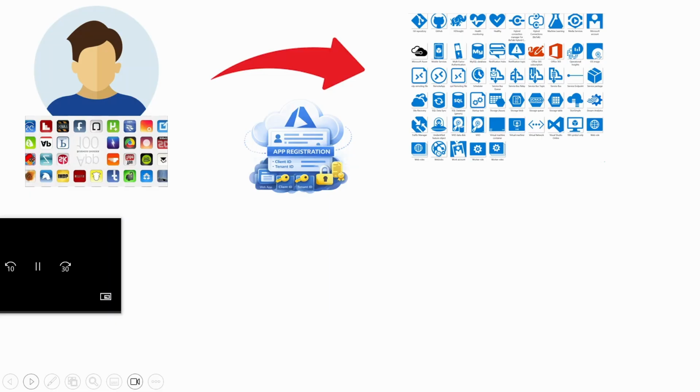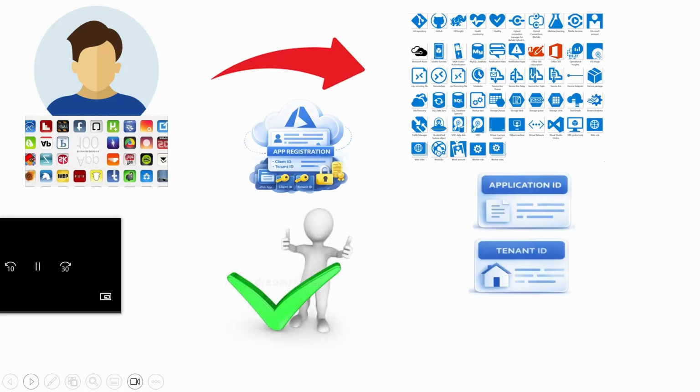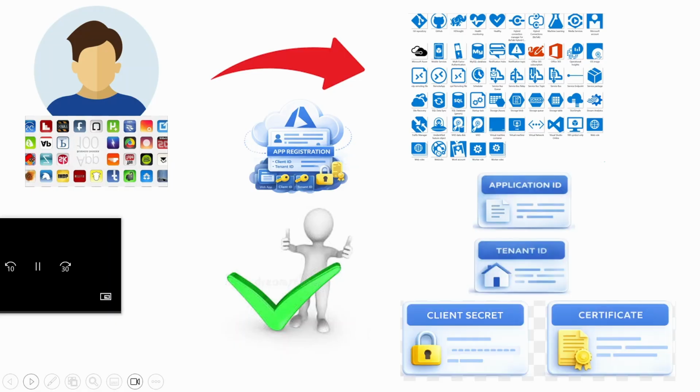App registration is like an ID card for your application. When you register an application in Azure, you are telling Azure, this application belongs to me, and I want it to access Azure resources securely. After registering an application, Azure provides important identity details such as the application ID, the tenant ID, and optionally, a client secret or certificate. These details uniquely identify the application within Azure.